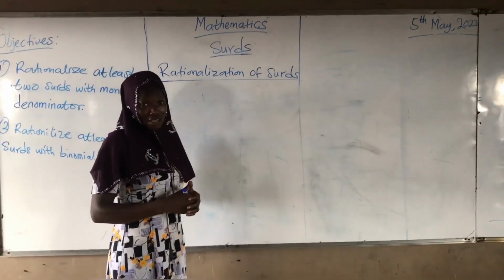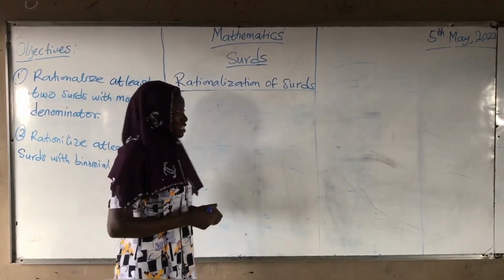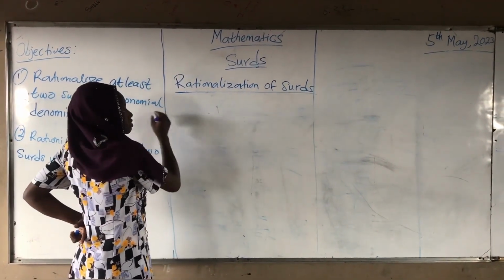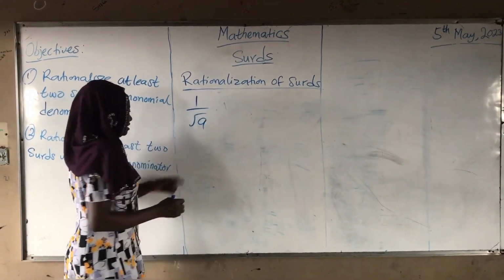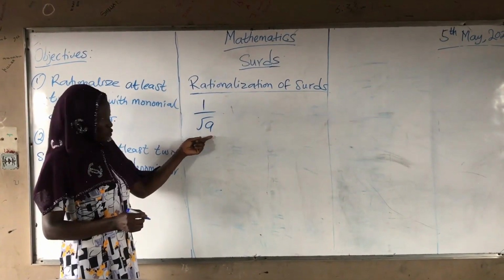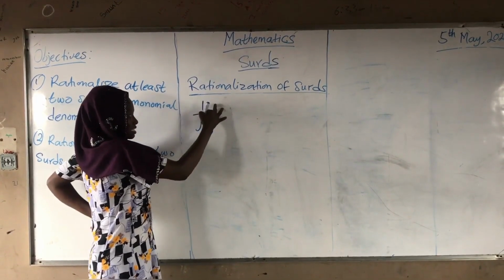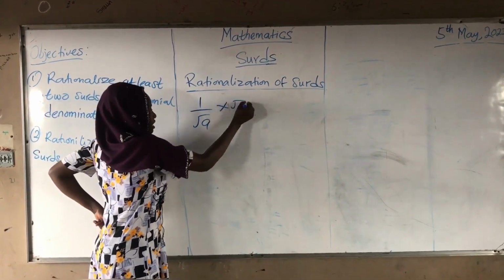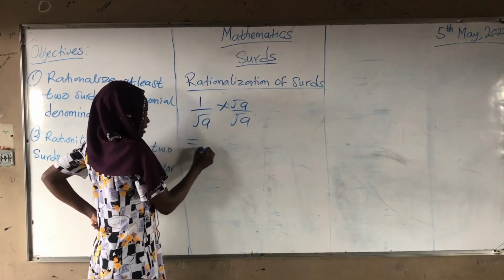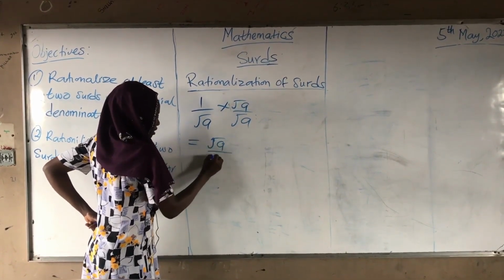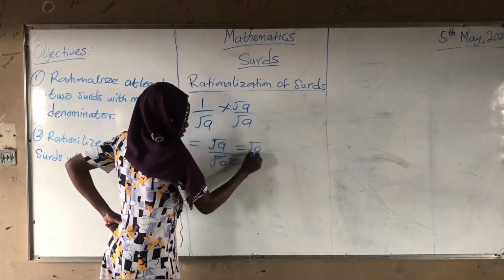So what then is rationalization? It is the process of converting a fractional surd with irrational denominator into a rational one. For example, 1/√a has an irrational denominator, so we are supposed to convert this into rational. How do we do it? We multiply both the numerator and the denominator by √a to make it rational, and this is what we call rationalization. So here we are going to get √a over (√a)², the square will take away the root sign to give us √a over a.